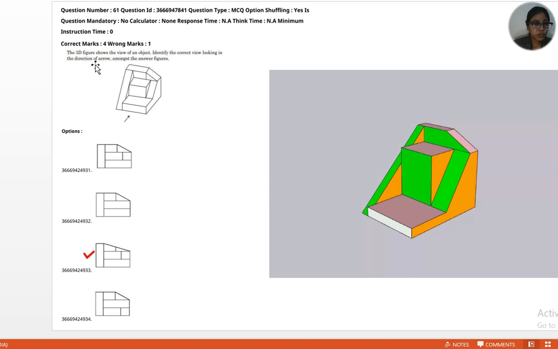The 3D figure shows the view of an object. Identify the correct view looking in the direction of the arrow. Okay, again you have to look in the direction of the arrow and identify the features. See, the most important part of this one is, every image has this rectangular part on its left, and at the bottom they will also have a rectangular section in the elevation. But in option number D, they have drawn a line. So there's no possibility of getting any line over here because the surface is at the same level.